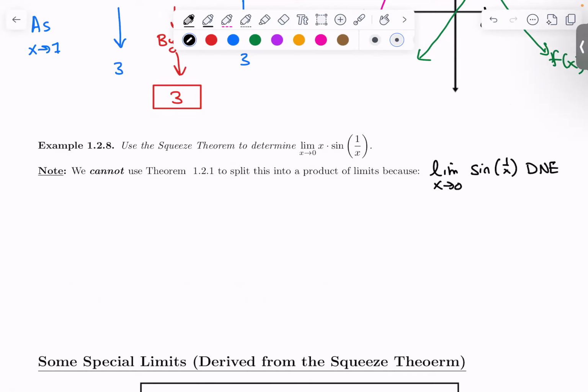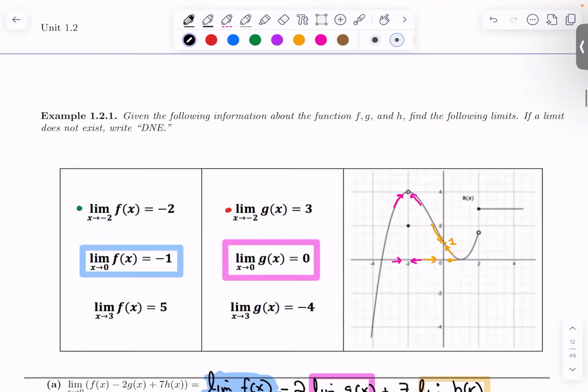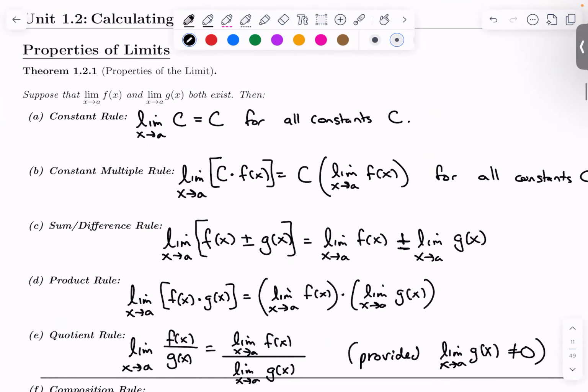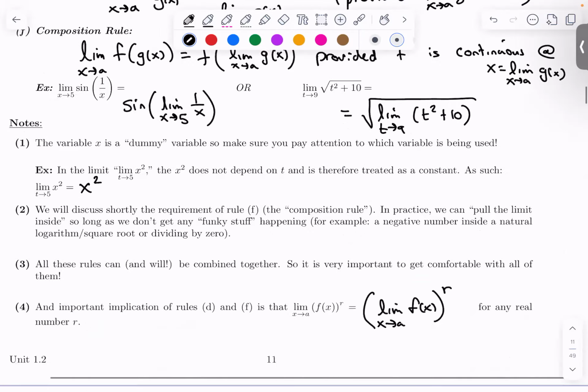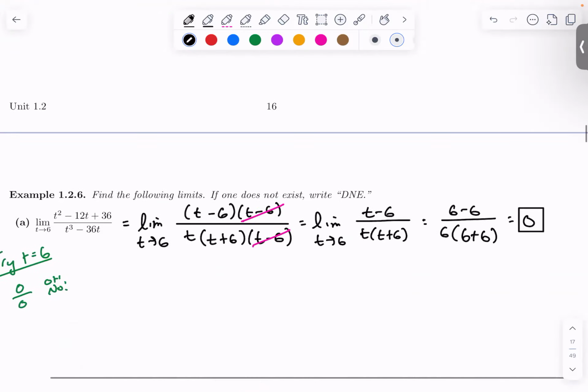We saw that in the first unit, 1.1. Sine of 1 over x, its limit does not exist. And so we can't break it up into a product because, if you go backwards, the theorem for algebra for limits says, suppose that the limit of f and the limit of g both exist. You can only use these rules if both limits exist. So we can't just look at it separately and figure it out. We have to figure out something else.